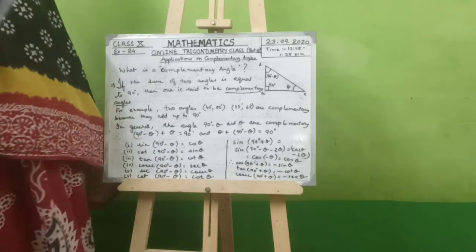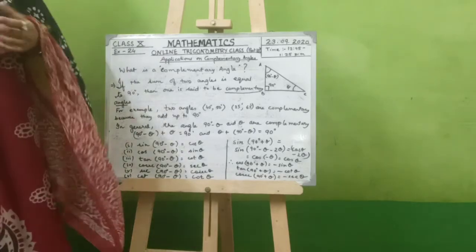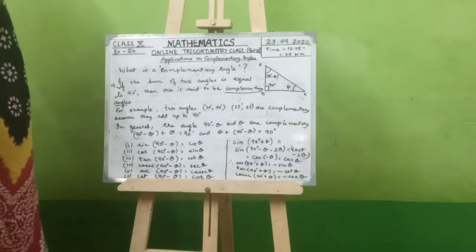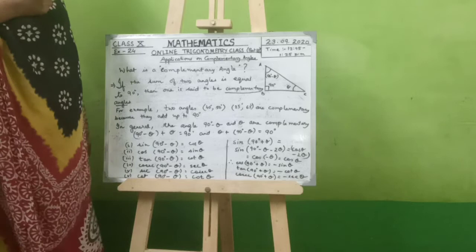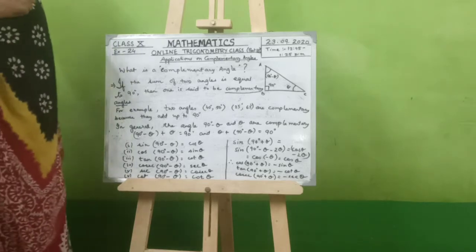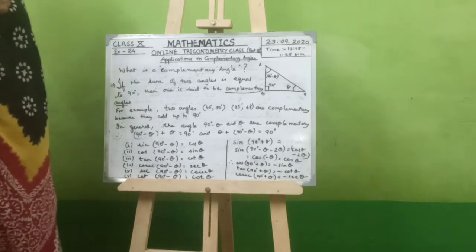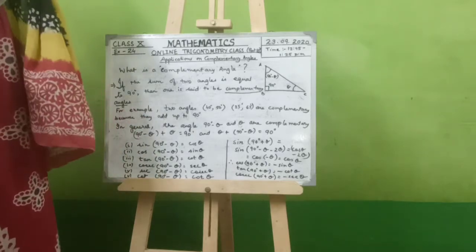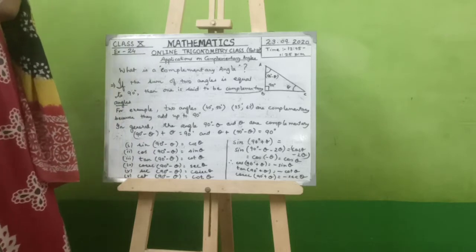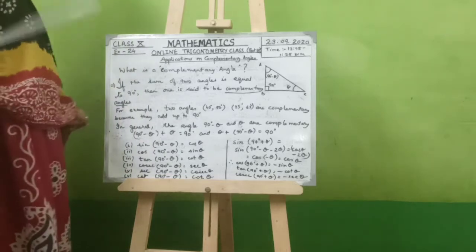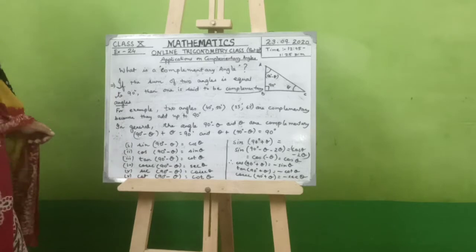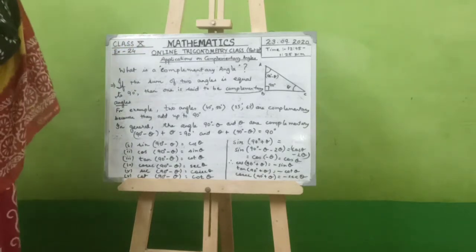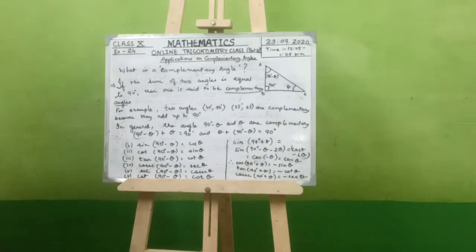When two angles add up to 90 degrees, we call them complementary angles, and when two angles added become 180 degrees, that is called supplementary angles. In your previous classes, class 4, 5, 6, 7, you know what a complement and a supplement is. So today we will not deal with any supplementary angles. Today we will deal with complementary angles. Anything that equals 90 is complementary angles.